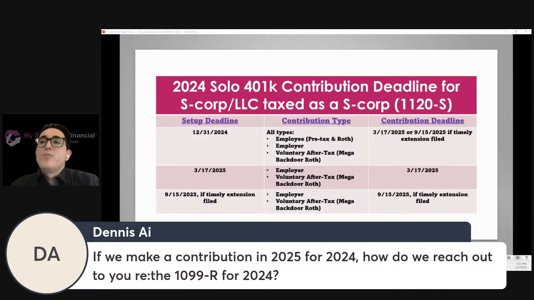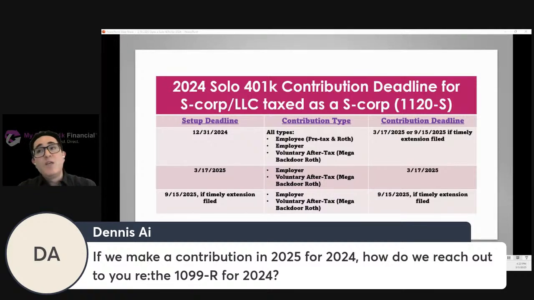Great question. If we make a contribution in 2025 for 2024, how do we reach out to you regarding the 1099-R for 2024? Well, the 1099-R is really issued for that second step, right? When you're making a mega backdoor Roth contribution, remember, it's a two-step process. The individual first deposits the funds into the voluntary after-tax account, which, as we saw, is not reportable. Doesn't need to be reported. And then the second step is the move from the after-tax account to the Roth account.